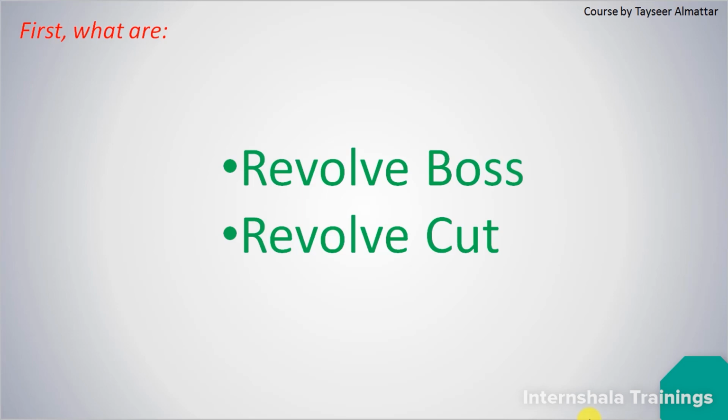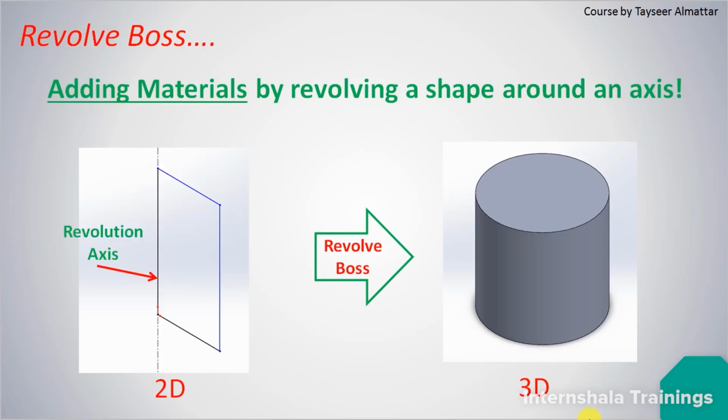Before we start, let's explain what we mean by Revolve Boss and Revolve Cut. Starting with Revolve Boss, with this we mean adding materials by revolving a shape around an axis. So we can go from the 2D sketch on the left to the 3D model on the right. Note on the left, we have a shape, which is a rectangle, and a revolution axis. Revolving that rectangle around the revolution axis produces the cylinder we see on the right.